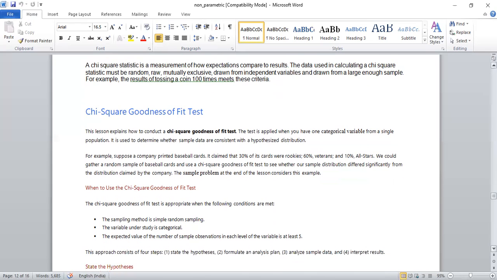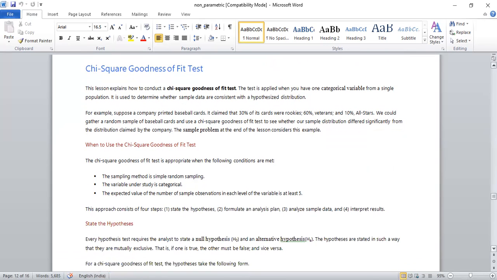Now look at this. This lesson explains how to conduct a chi-square goodness of fit test. The test is applied when you have one categorical variable from a single population. It is used to determine whether the sample data are consistent with a hypothesized distribution.